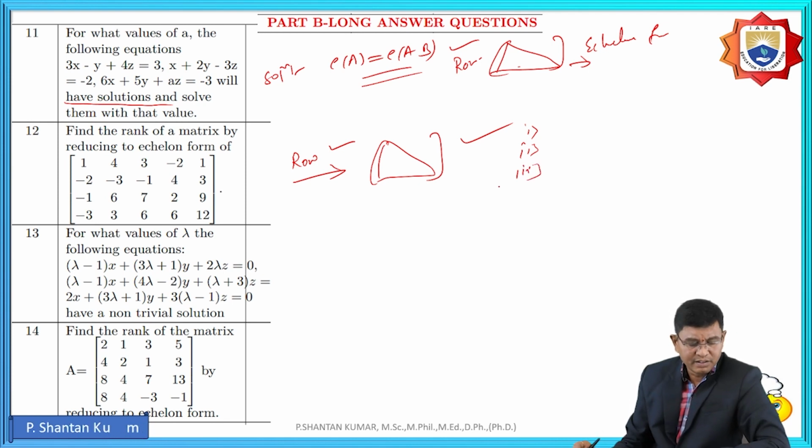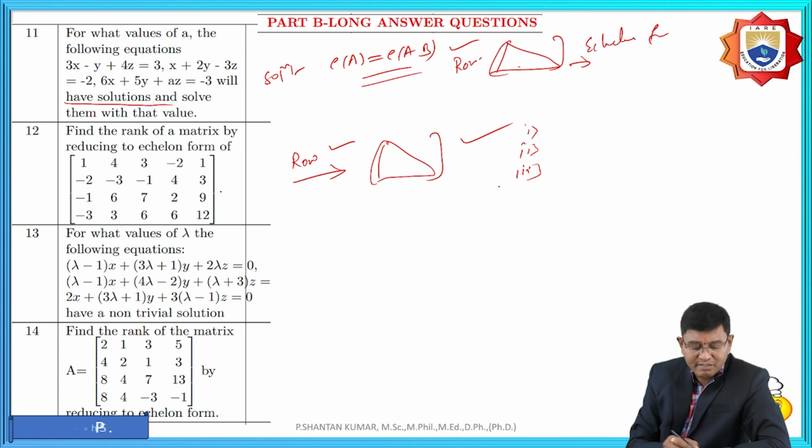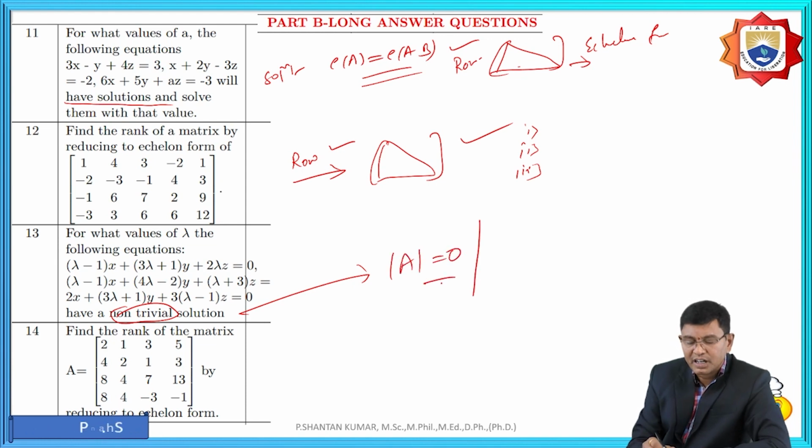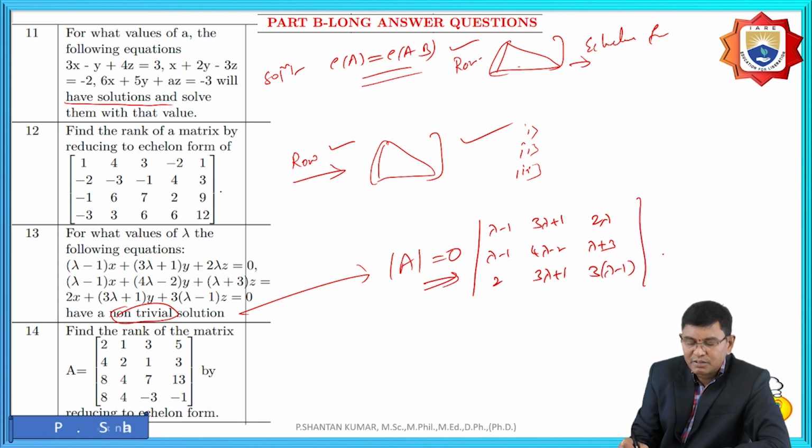And next, the 13th one: for what values of lambda are the equations consistent? Here also the equations are given, and clearly it is a homogeneous equation. As per the homogeneous equation, a non-trivial solution is given. That non-trivial solution is nothing but the determinant of A is equal to 0. That means we need to find out, by using lambda minus 1, 3 lambda plus 1, and 2 lambda, and lambda minus 1, 4 lambda minus 2, and lambda plus 3, and 2, 3 lambda plus 1, and 3 into lambda minus 1. We need that to be equal to 0. Find the lambda values.